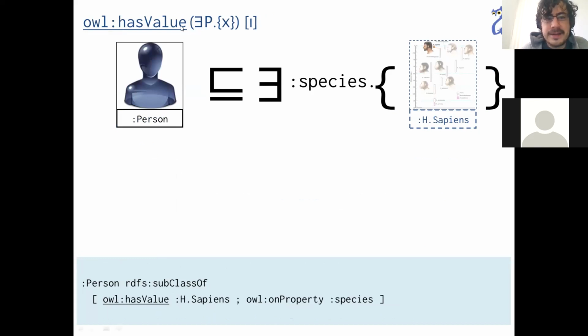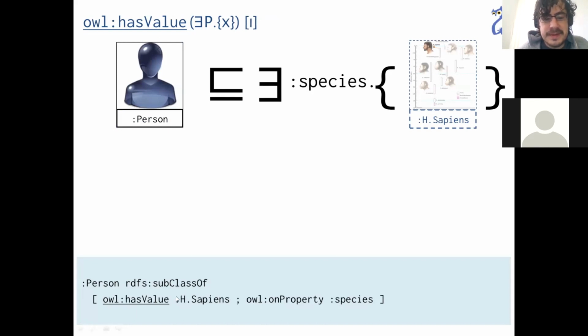Next, we have has value. So has value is effectively similar to saying that, okay, we'll look at the example first. So this says a person is a subclass of there exists species Homo sapiens. The difference here is that this is not a class, but rather it's a value, okay? Essentially what we're defining here is somehow a class that contains one thing. So what we're saying is it really has the value Homo sapiens rather than it has a value that's of type Homo sapiens. We're saying that it has the value Homo sapiens.